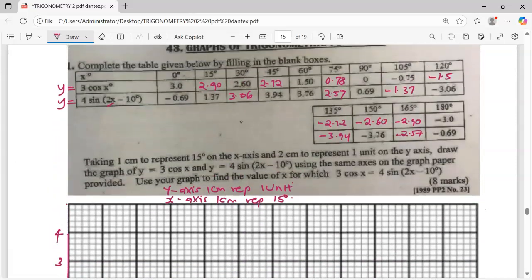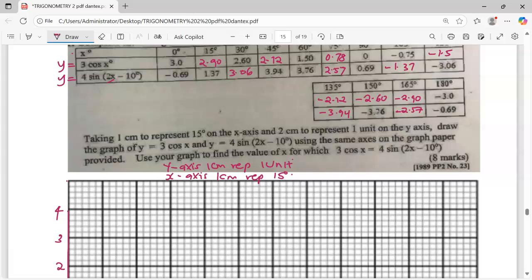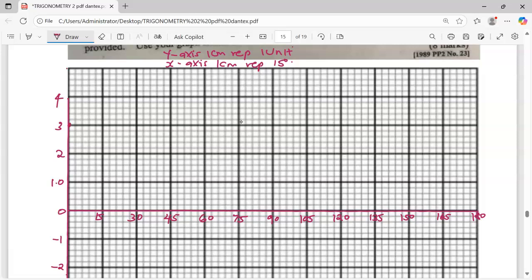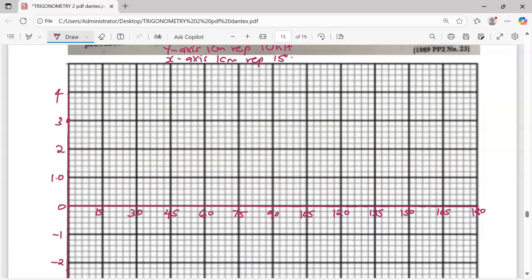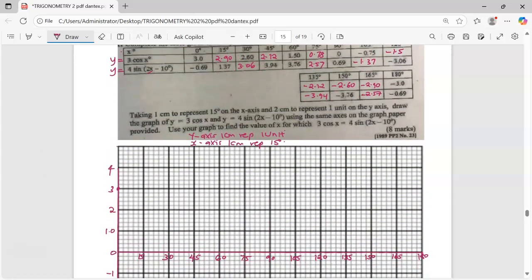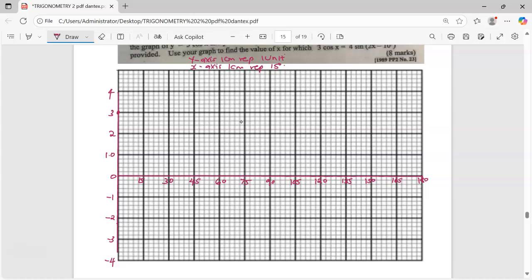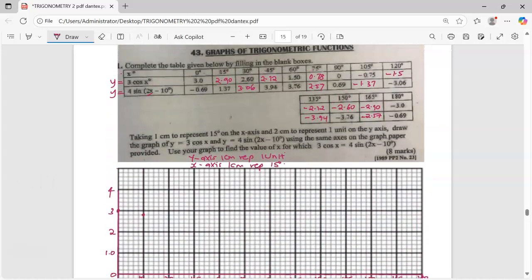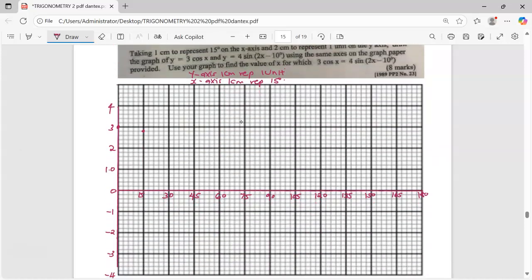We are going to begin by taking y is equal to 3 cos x. When x is 0, the value of 3 cos x is 3. So at 0, we have 3 at this point. Next, at 15 degrees is 2.90. 15 is 2.9 at this point here. At 30, it is 2.6. 30, we have 2.6. 2.6 is here.